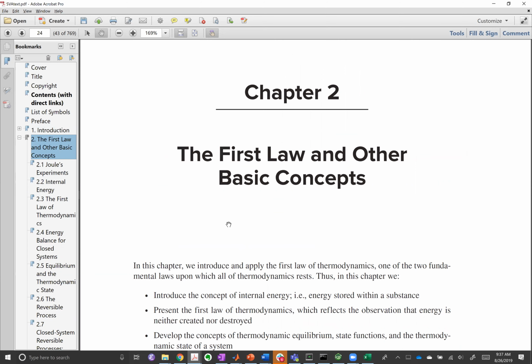Chapter 2 is a review of the first law. So what was the first law of thermodynamics? You've seen it in freshman chem, you've seen it in physical chem, and you've seen it in 210. That's to do with energy. What can you do with energy? Transmit it in a different form.